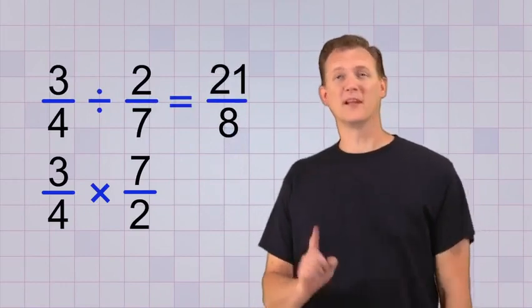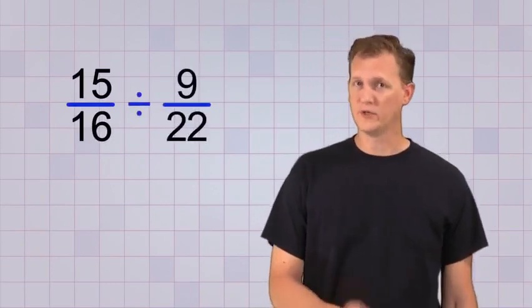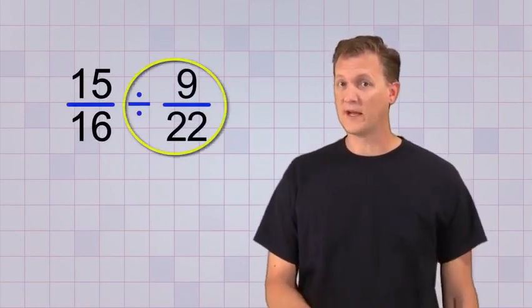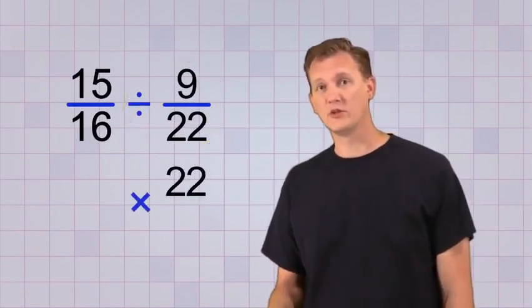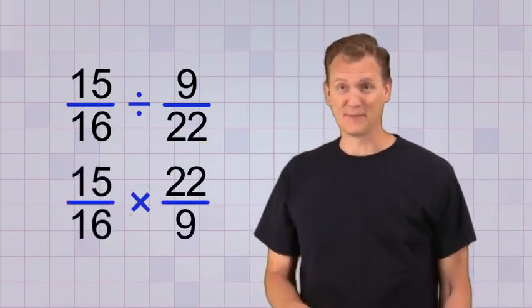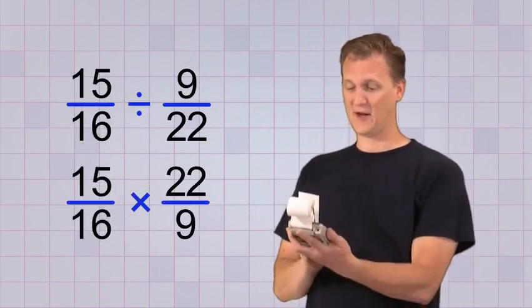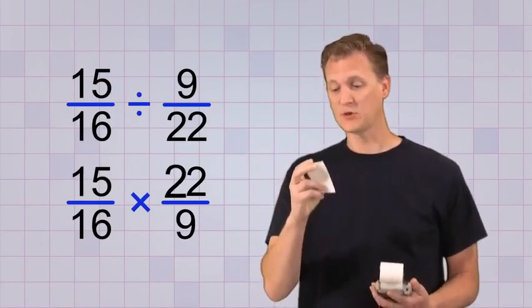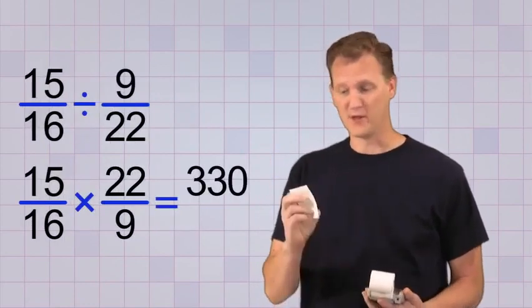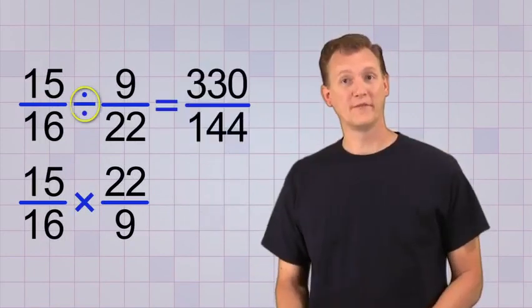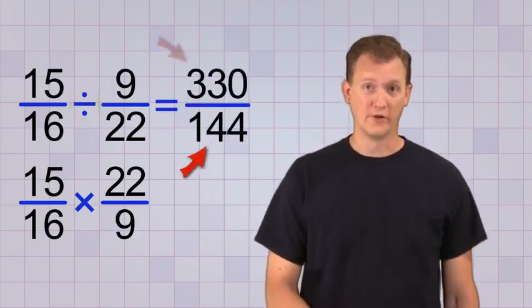So that's pretty easy, but let's try one more example. Let's try 15 over 16 divided by 9 over 22. Again, the first thing we want to do is rewrite our problem. We'll change the divided by 9 over 22 into times 22 over 9. Now all we have to do is multiply. But since these numbers are kind of big, I'm going to use my calculator to help. On the top, we have 15 times 22 equals 330. And on the bottom, we have 16 times 9 equals 144. So the answer to our division problem is 330 over 144.